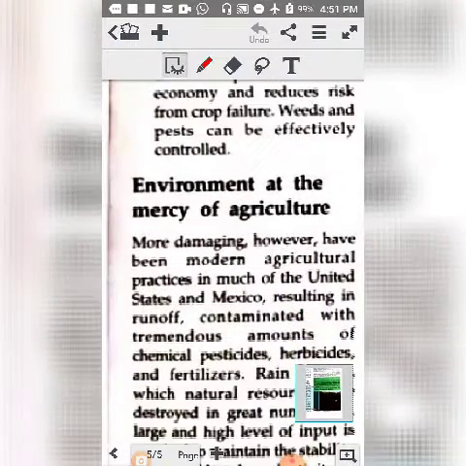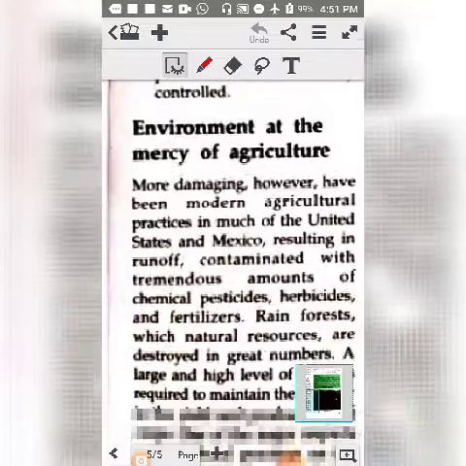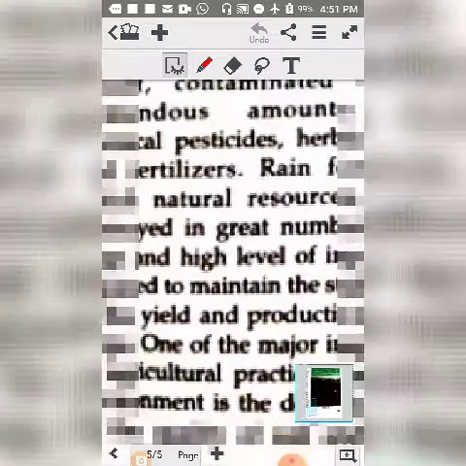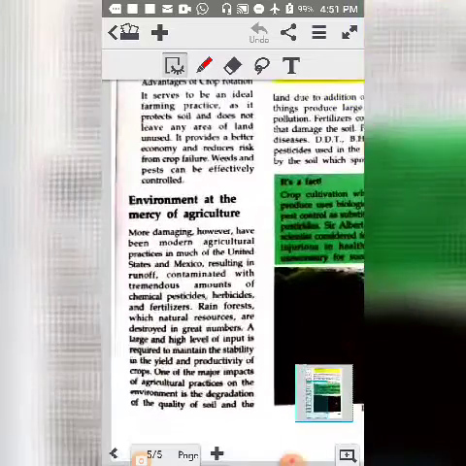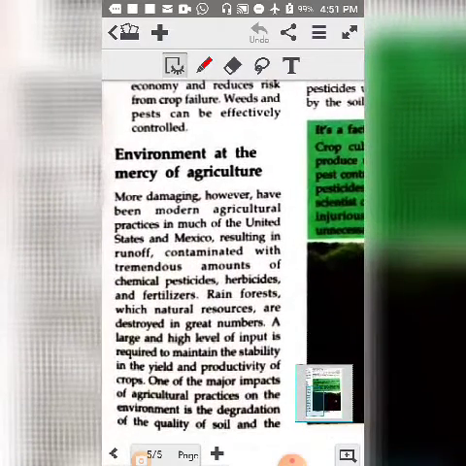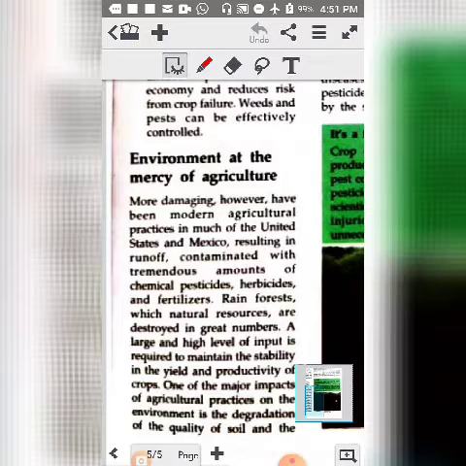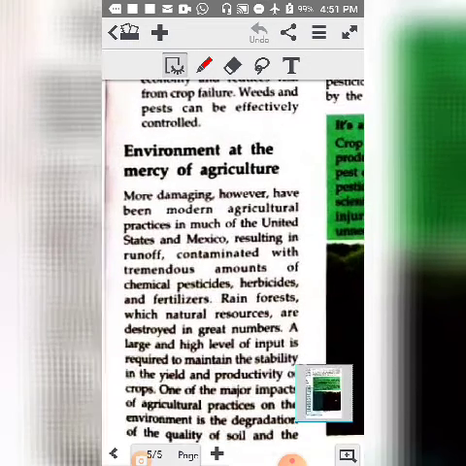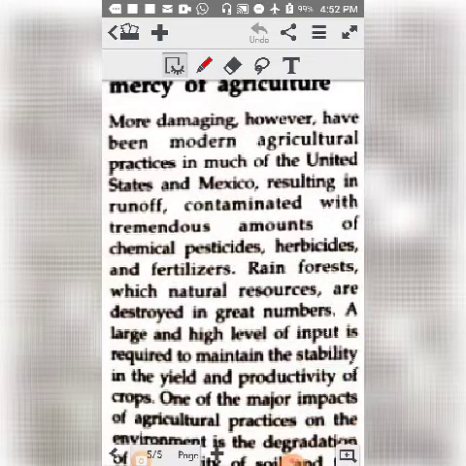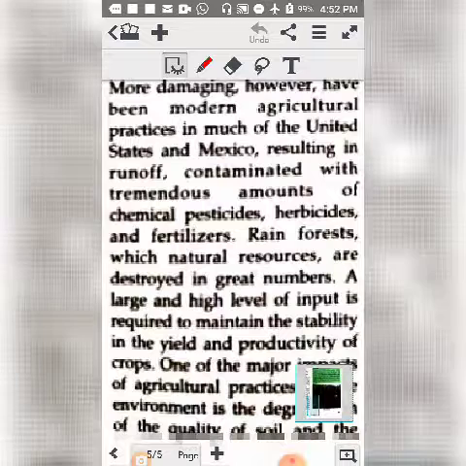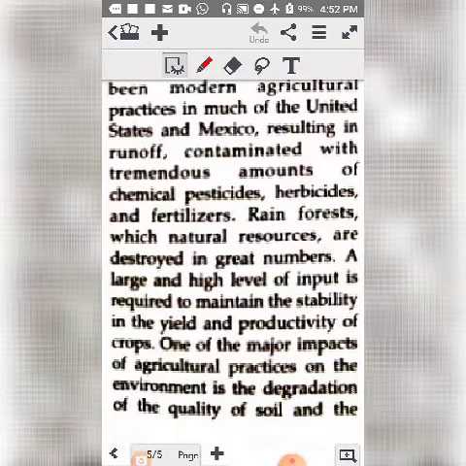The environment at the mercy. Now agriculture is important because of the population, but the problem is that the environment is at the mercy of agriculture. More damaging have been modern agriculture methods, because people have started using pesticides and herbicides, which have changed the texture of the soil. The rainforests, which are natural forces, are destroyed.